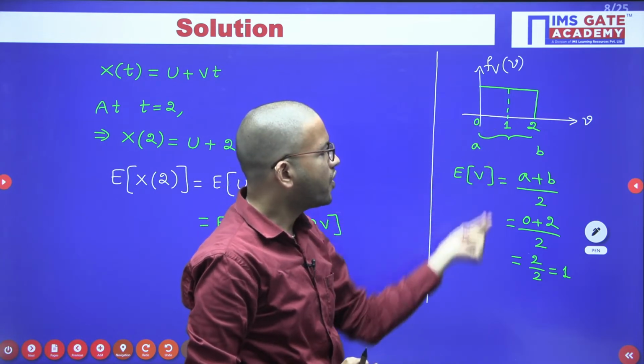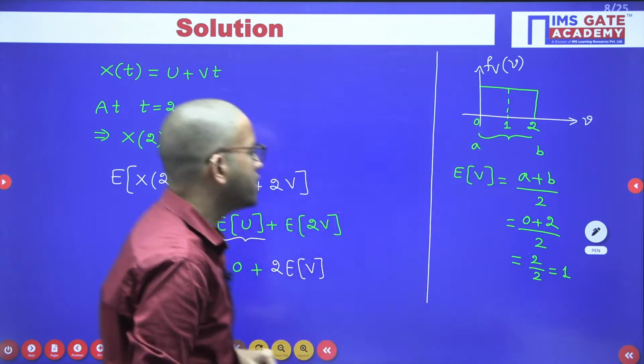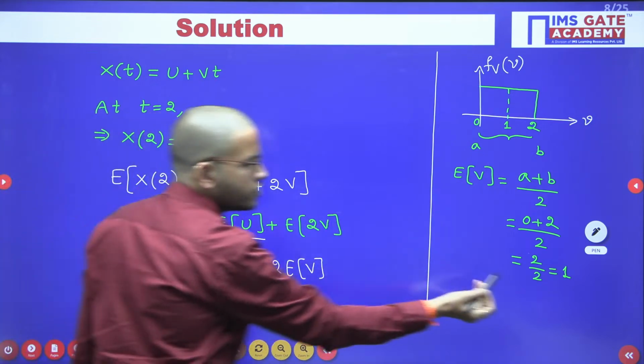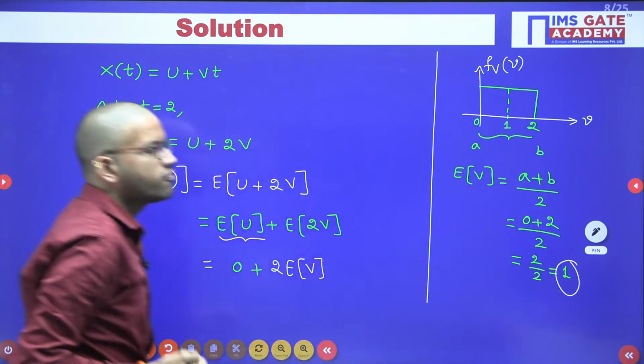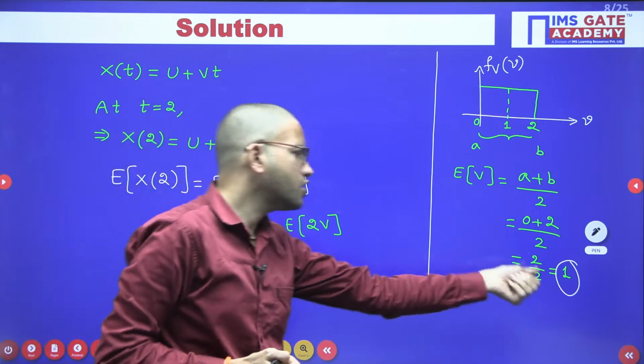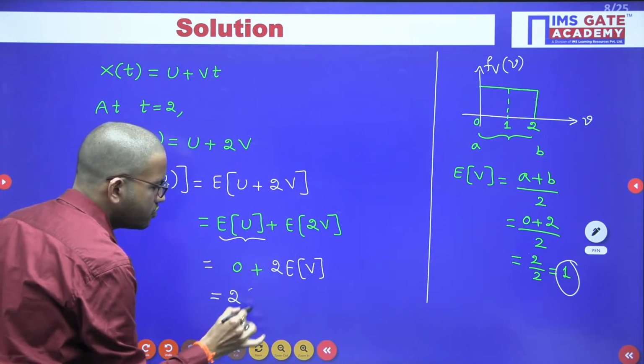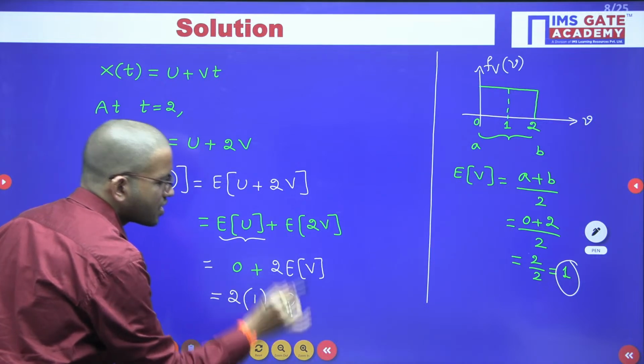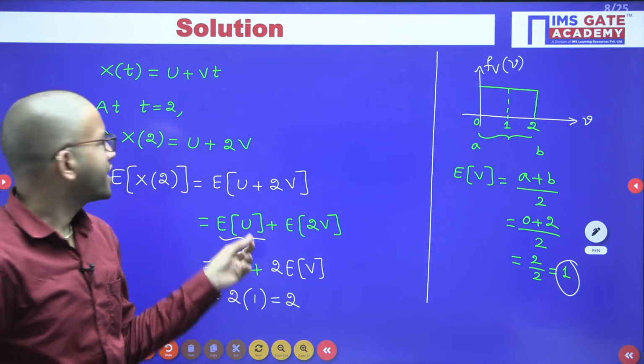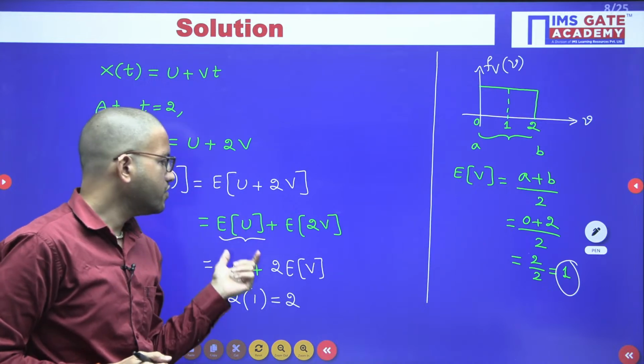So that particular point is nothing but the mean value. Here, as of now, we got the mean value for the random variable V as 1. Now you can substitute, that's all. So 2 into 1, that is nothing but 2. So in this question, regarding U, they have already given the mean value.